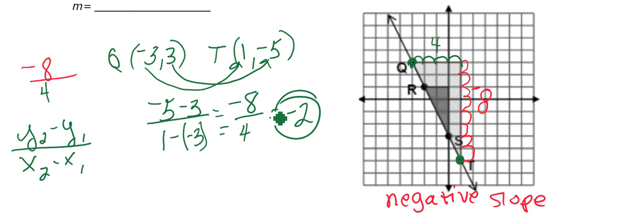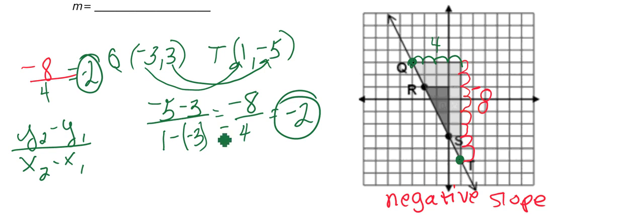So this is just another way to verify, which is the same as my negative 8 over 4 here, that I have the same slope. It's just another process to find slope. But we need to be able to recognize all of these and how all of these go together.